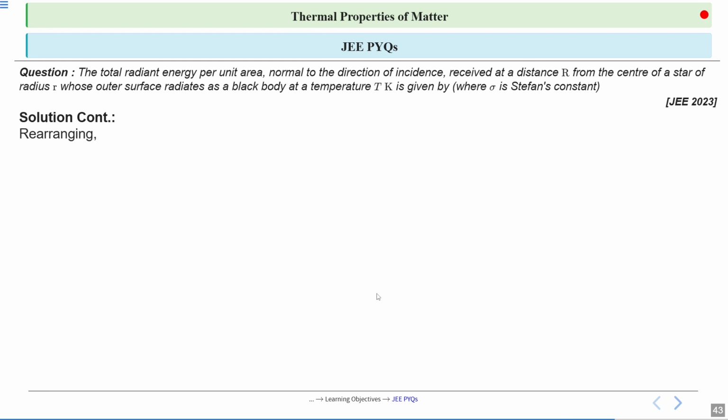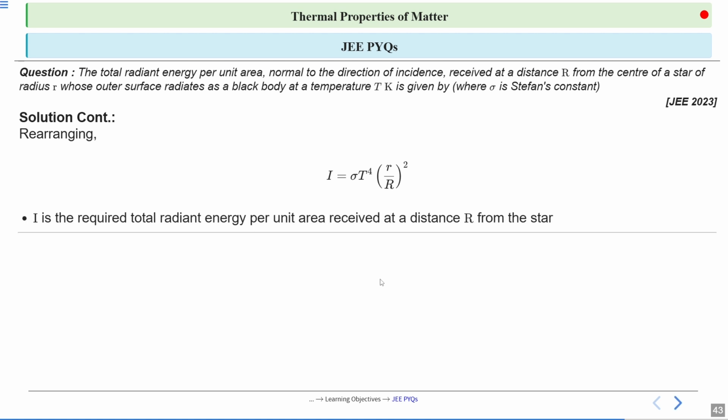Rearranging the terms, you will get I equal to sigma T raised to the power 4 into R divided by r, whole power 2. So I is the required total radiant energy per unit area received at a distance r from the star. So this is the I.